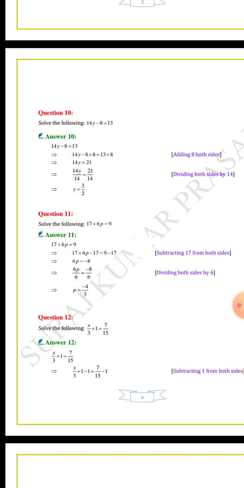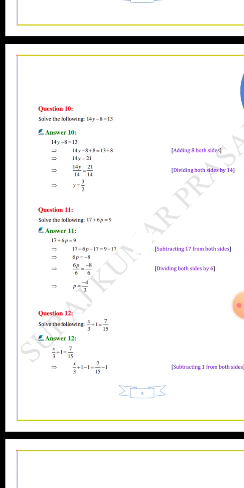Question number 11. Solve the following: 17 plus 6p is equal to 9. Then by subtracting 17 from both the sides, we get 17 plus 6p minus 17 is equal to 9 minus 17. Plus 17 and minus 17 both get cancelled, and the remaining is 6p is equal to minus 8.